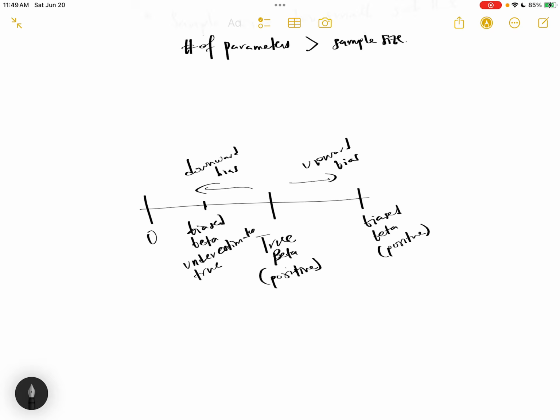Underestimates the true beta. So on the right hand side, the biased beta overestimates the true beta. Now they are all to the right of 0, so these are all positive values, right? A downward bias is also known as biased towards 0, just because it's closer to 0. Do you see that?